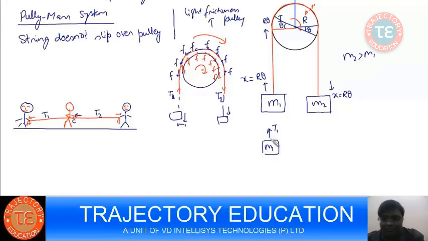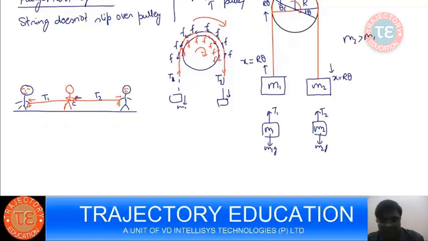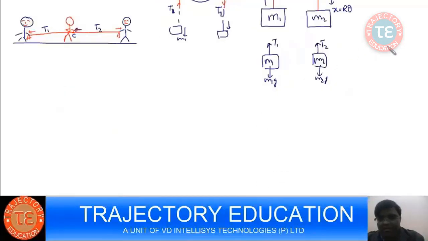This is tension T1 and you have M1G, then you have T2 and you have M2G, and on the pulley you have T1 and T2. Here it is fixed, rotation about fixed axis, the axle is fixed, so it's free to only rotate.